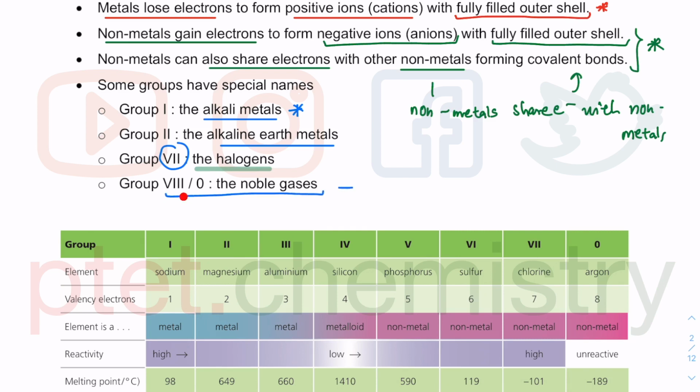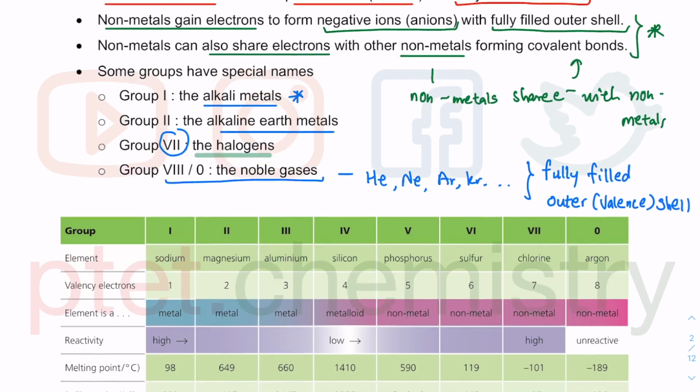Even though they are in group 8, not all the elements have 8 electrons in the outer shell. Think about helium, neon, argon, krypton, etc. What is so special about them? Fully filled outer shell. Outer shell is also known as valence shell. So you can say fully filled valence shell or fully filled outer shell there.